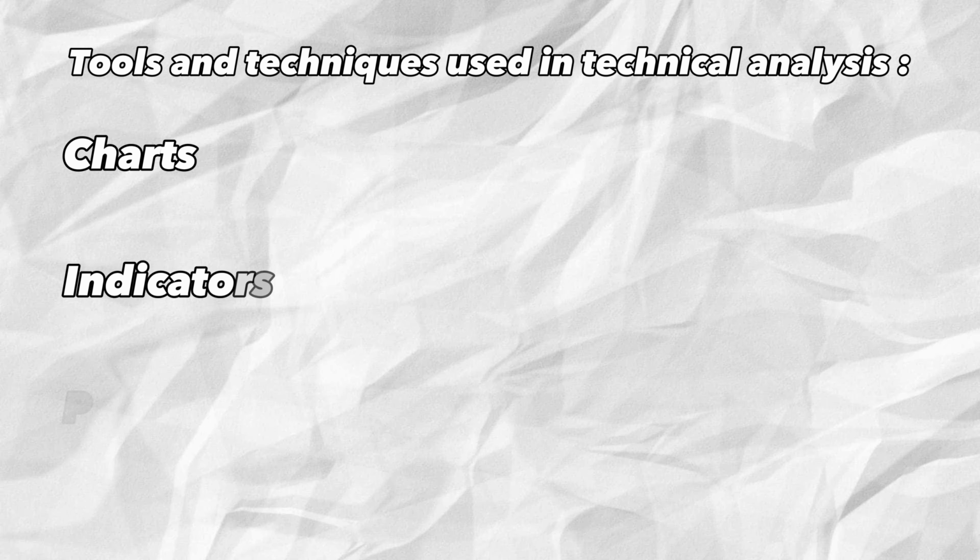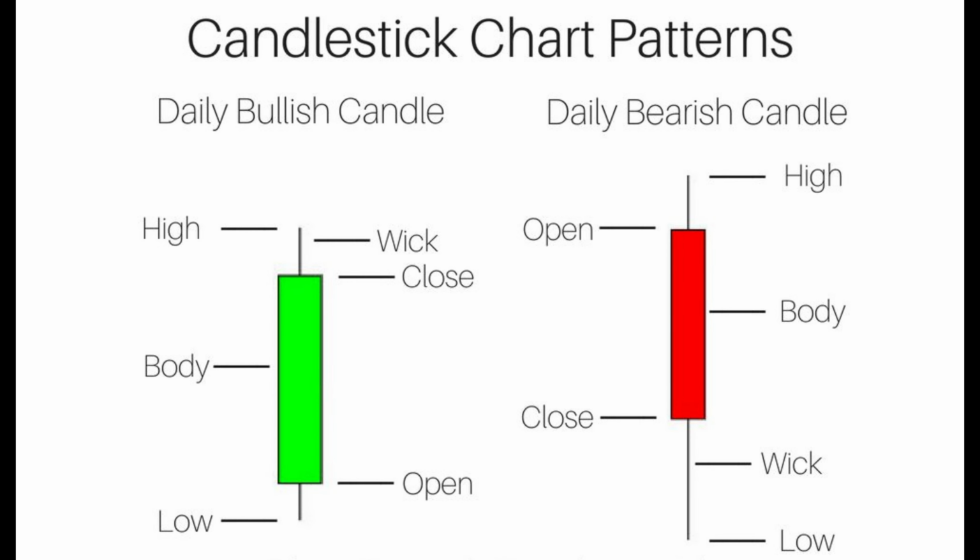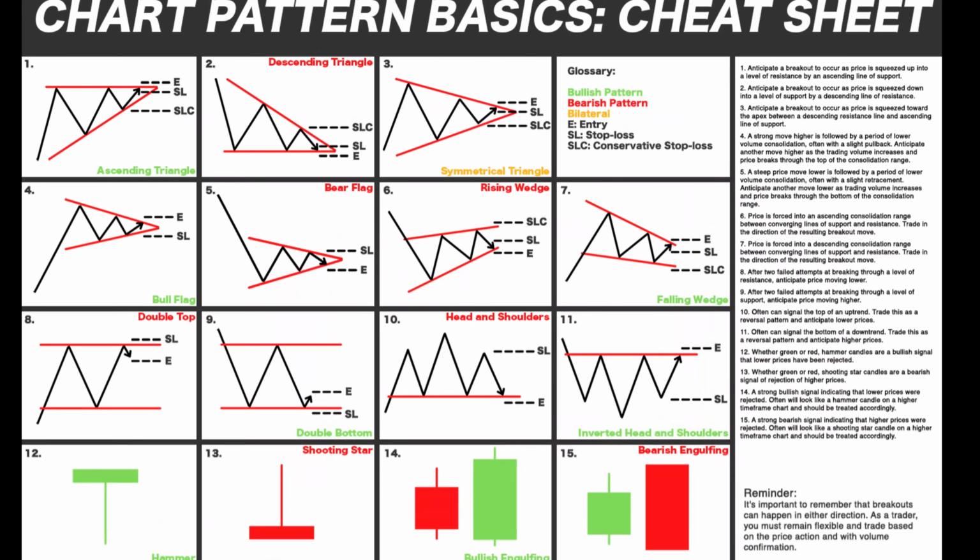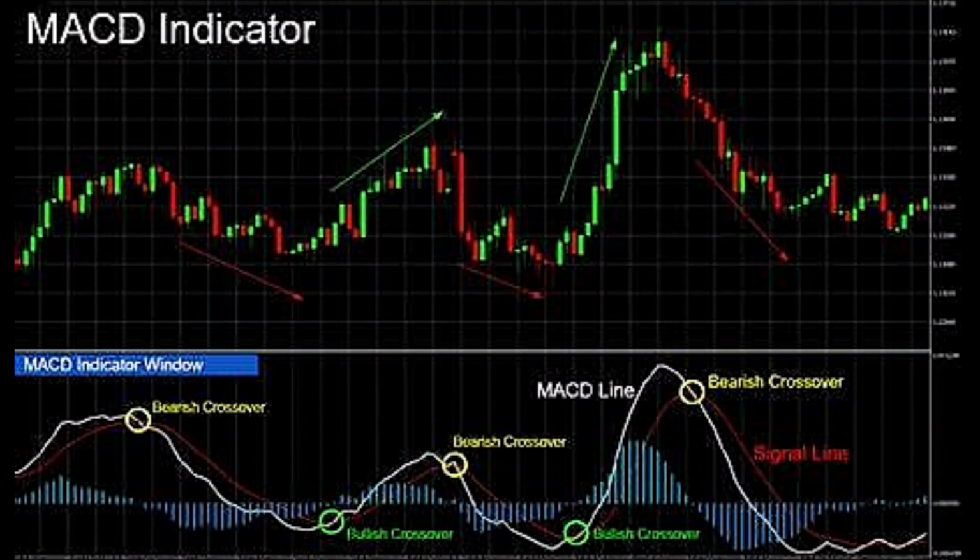There are several tools and techniques used in technical analysis, including charts, indicators, and patterns. One of the most common tools is candlestick charts, which show the price movement of an asset over time. By analyzing the chart, traders can identify trends, support and resistance levels, and other key patterns.